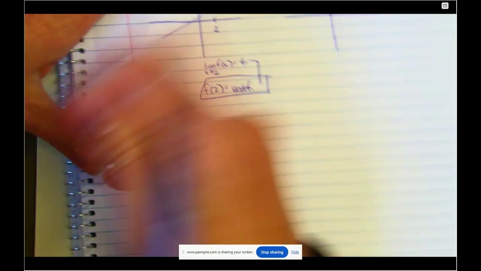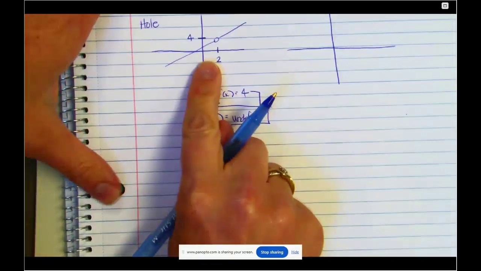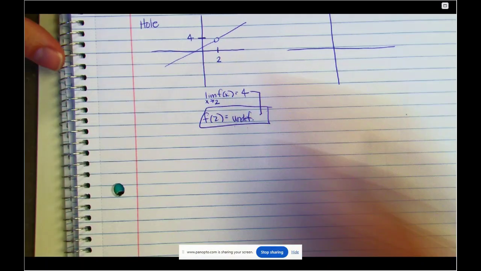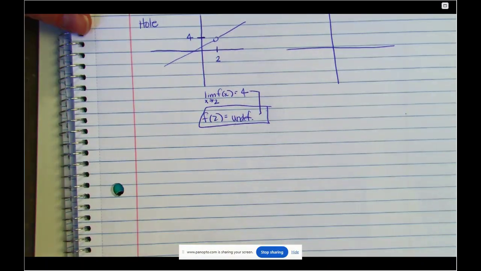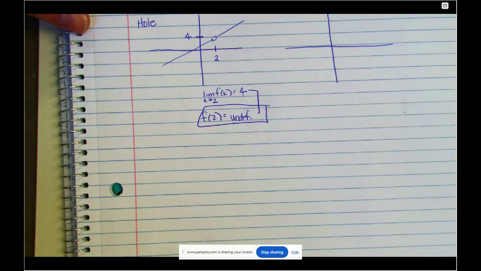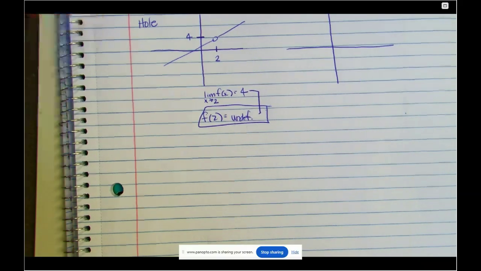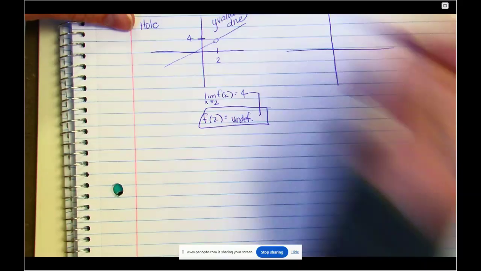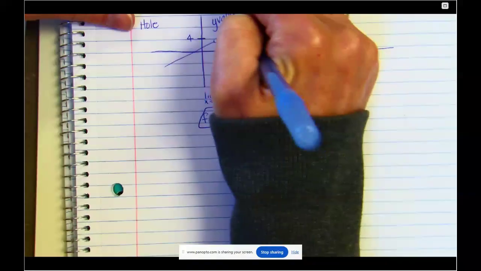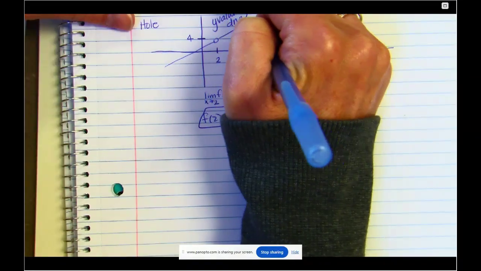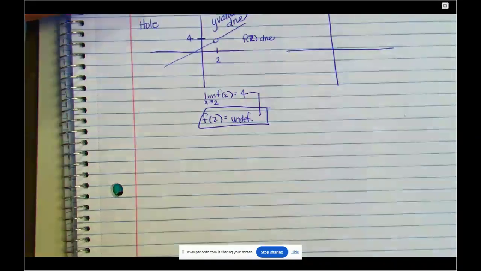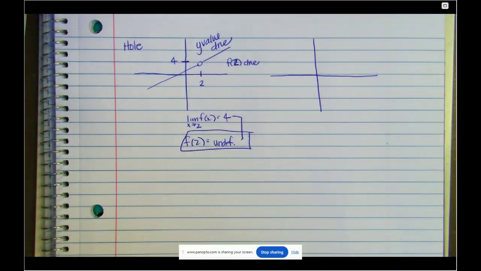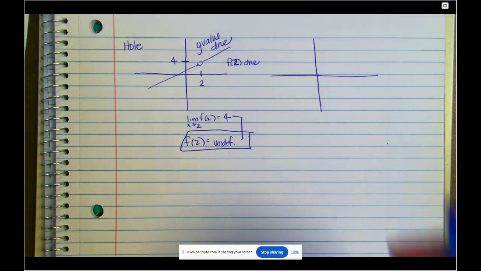So if I was going to say this, I would say to you, hey, is this continuous at 2? And you would say, no. And I would say, why? And you would say, because the y value does not exist. Or, if you don't want to write that much, you could say f of 2 does not exist. That's less writing. So in a hole, it is discontinuous because there's no y value. You could also say no y value if you wanted to.